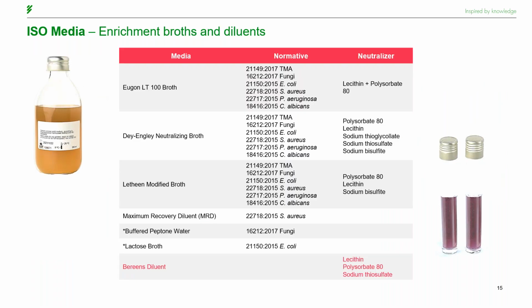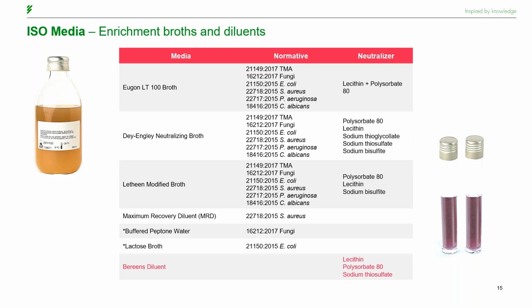The media used in cosmetic microbiological analysis according to ISO vary in the selective medium depending, of course, on the microorganism to be analyzed, but we can find practically the same enrichment broths. There are 3 mainly used, which would be the Eugon LT100 broth, Dey-Engley neutralizing broth, which we mentioned earlier, and the lecithin modified broth. Others that can be used only when there are no preservatives present in the product are the maximum recovery diluent, buffered peptone water, and lactose broth.